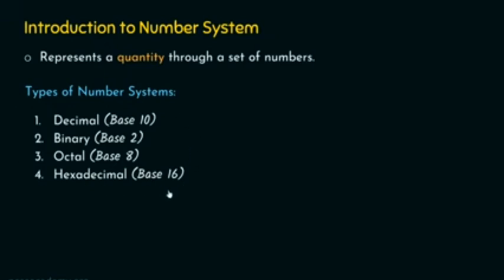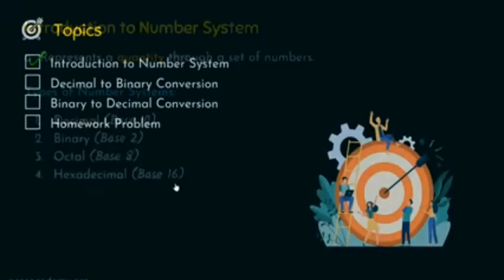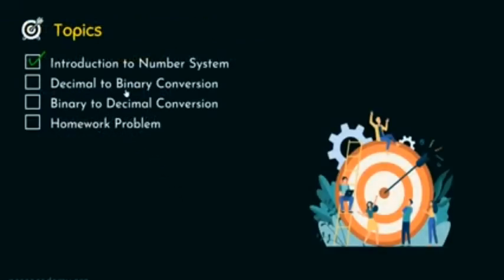After seeing different types of number systems, we are now ready to understand how to convert decimal to binary and binary to decimal number. First, we will understand how to convert a decimal number to a binary number. So this is the next topic that we need to deal with, that is decimal to binary conversion.